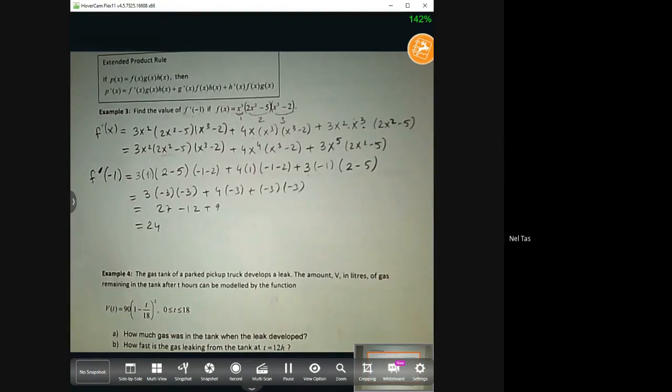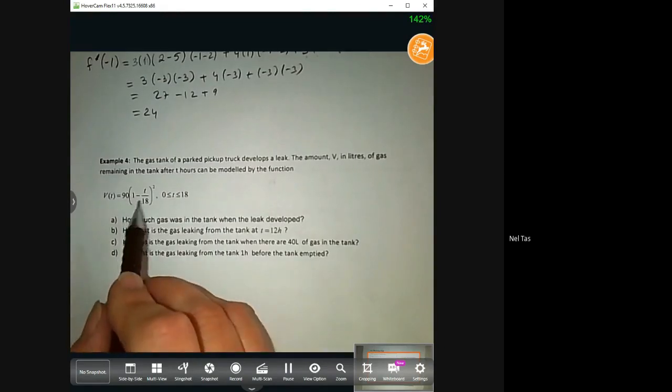Let's look at the last example. Example 4. The gas tank of a parked pickup truck develops a leak. The amount V in liters of gas remaining in the tank after t hours can be modeled by the function V(t) = 90(1 - t/18)^2, where time is between 0 and 18. And again, t is in hours, so between 0 hours and 18 hours.